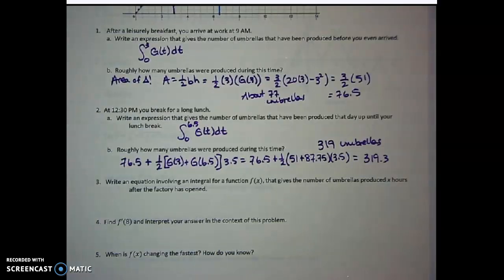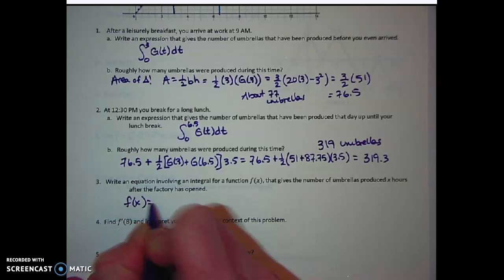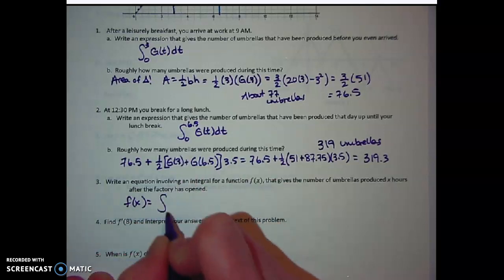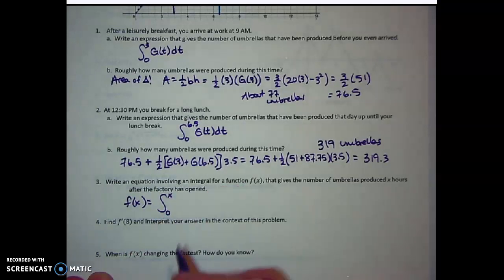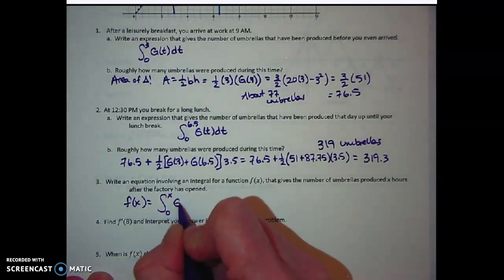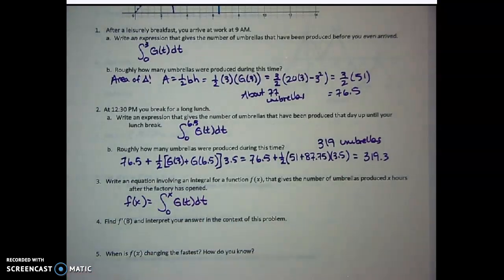Number 3, write an equation involving an integral for a function f of x that gives the number of umbrellas produced x hours after the factory has opened. So f of x, the same way we did before, goes from the time the factory opened, 0 hours, to that x hour. And then again, I have my function g of t dt. And again, what we need to remember is that my function f of x is an accumulation function. We're looking for the area under that curve.